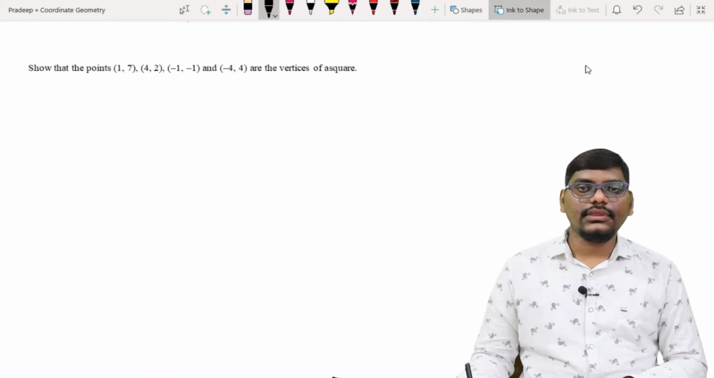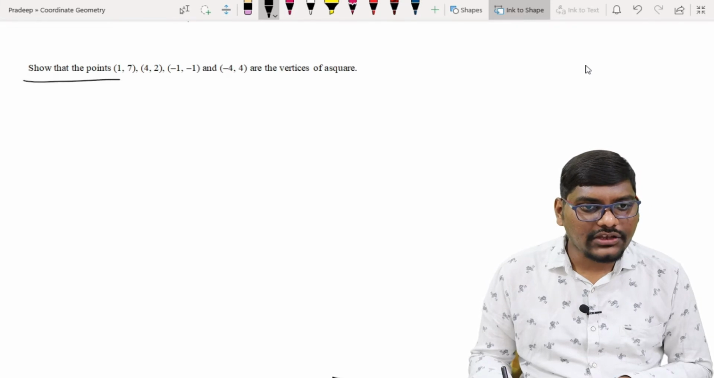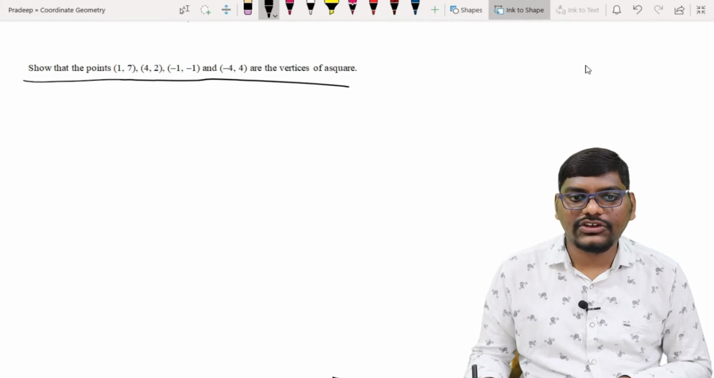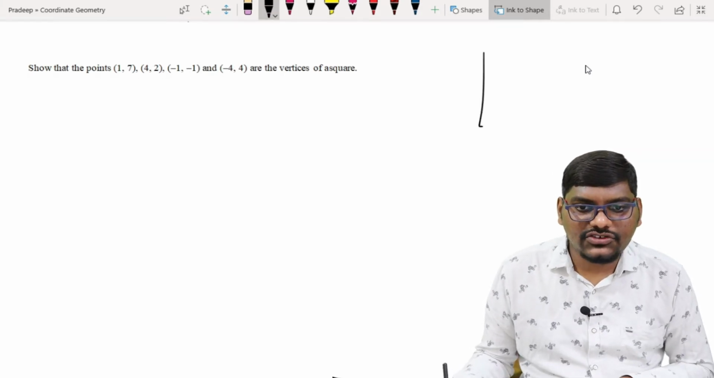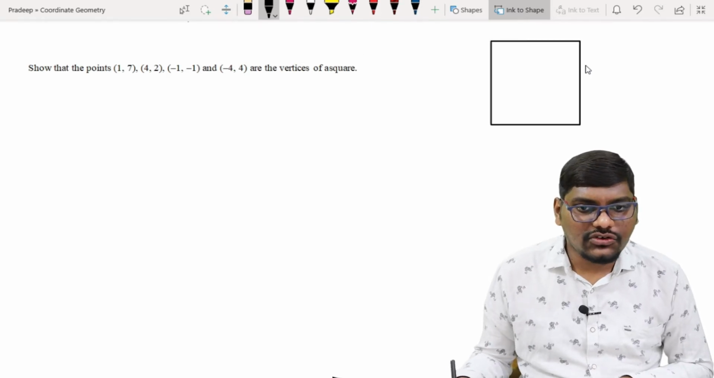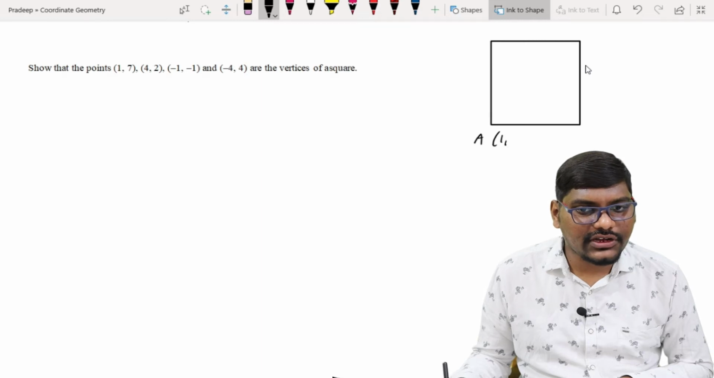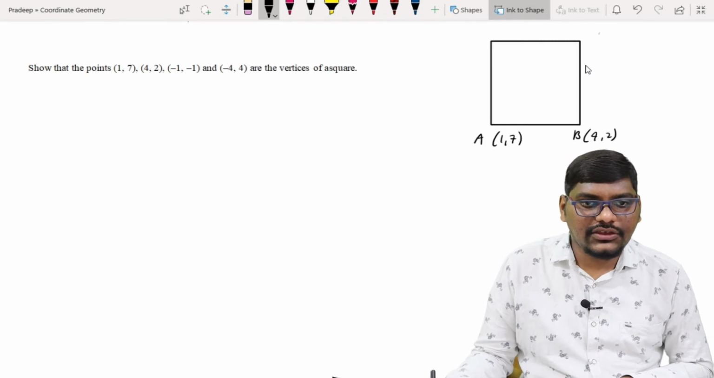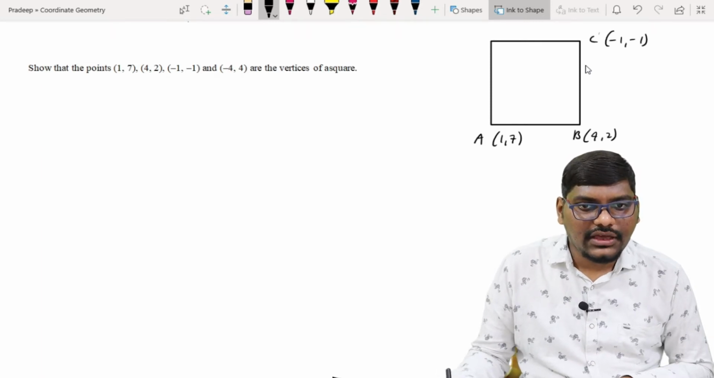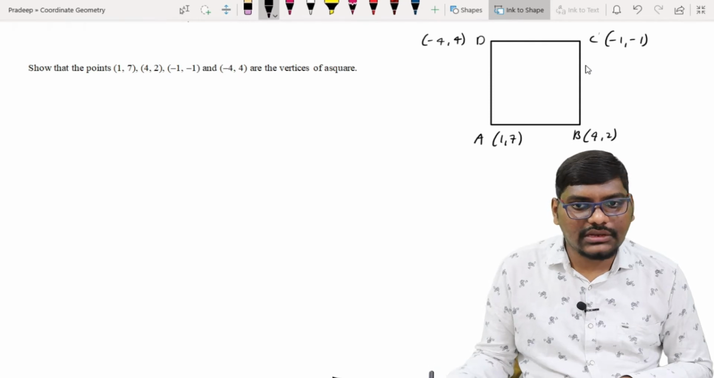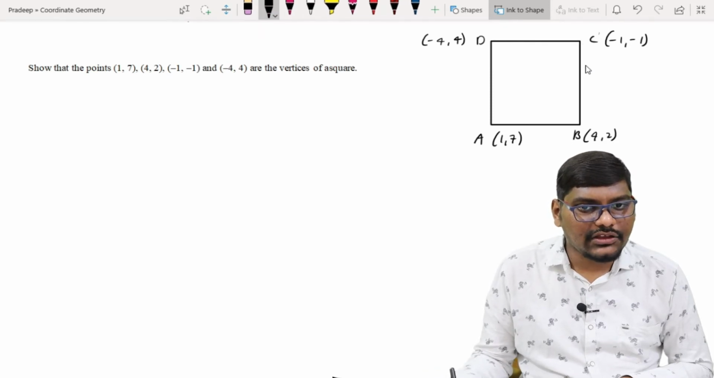So let's go forward. Let's read the question. Show that the points (1, 7), (4, 2), (-1, -1) and (-4, 4) are the vertices of a square. Let's draw the square first, as they're giving the coordinates of the square. The very first coordinate A is (1, 7), B is (4, 2), C is (-1, -1) and D is (-4, 4).